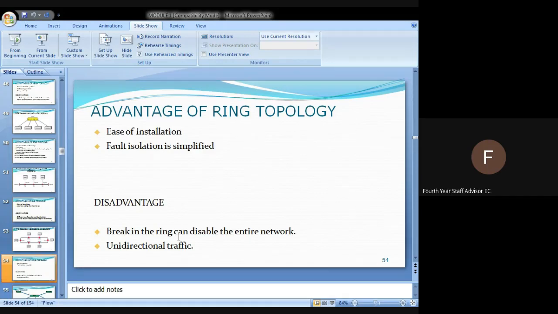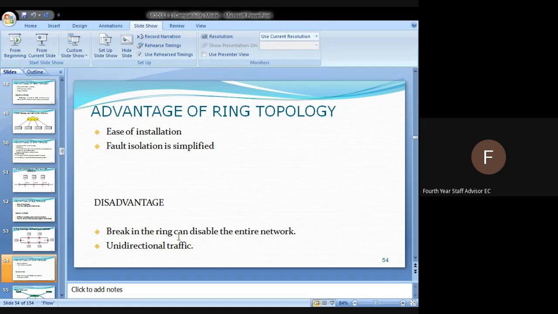The token will be passed from station to station, and if a station is not receiving the token, it will wait for a specified amount of time. If nothing happens, they can identify that some fault has occurred. If there is a break in the ring, that will fully disable the entire network. In the ring topology, you can have unidirectional traffic. You cannot go in both directions. The token can pass only in a single direction.